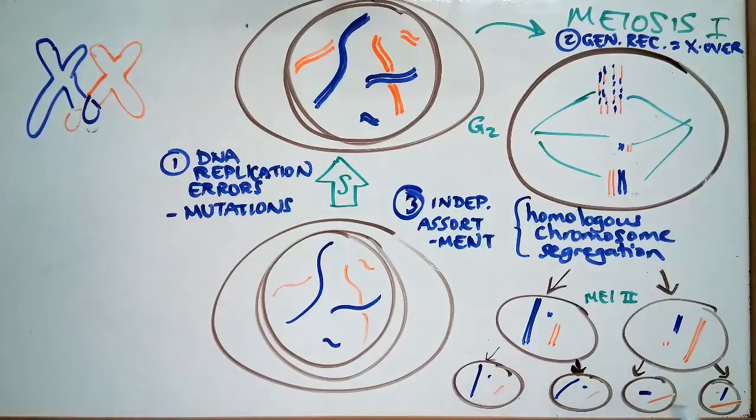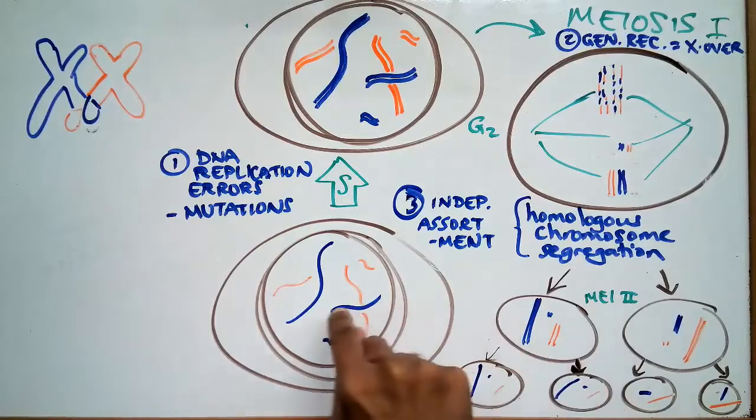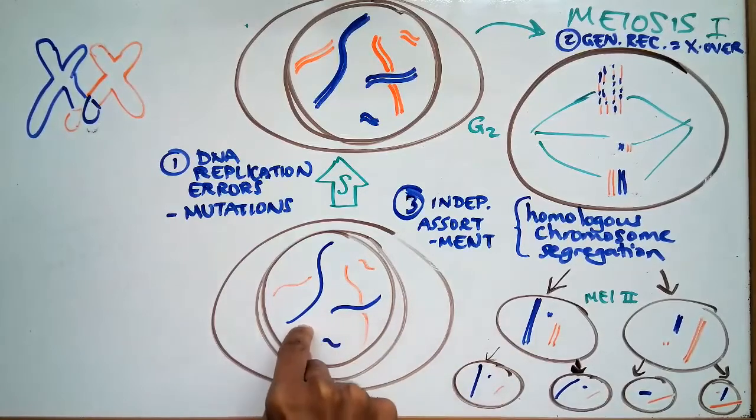Obviously, there should be nuclei here. I just don't have space to put that in. Okay, well, so what's the end result? Please notice, we have 4 cells, and they are not in any way genetically identical to this original parent cell.